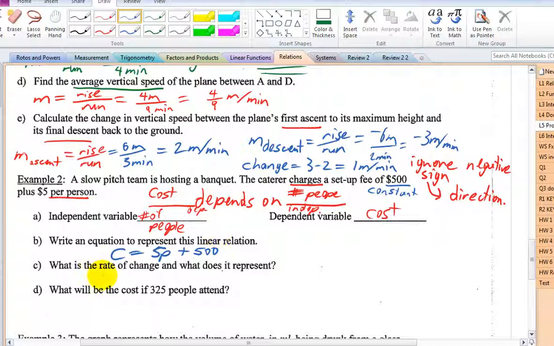What's the rate of change? What does M equal? Well, it's $5 per person, and it's the cost per person. We said it right in the sentence. Okay? Cost per person. So you have to reflect with your rate of change in the situation. What was it representing? Okay.